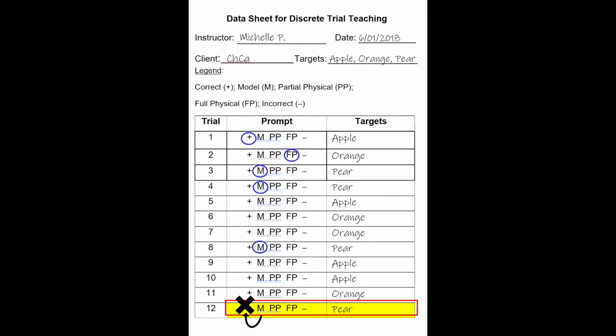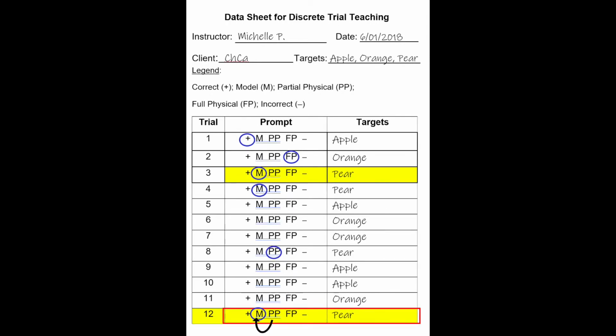Similarly, if you attempted to fade the model to an independent on trial 12, but the client did not engage in the correct response independently, you would go back to using a model prompt.